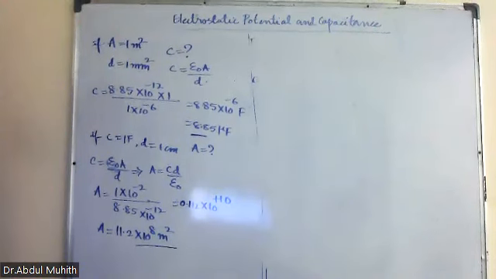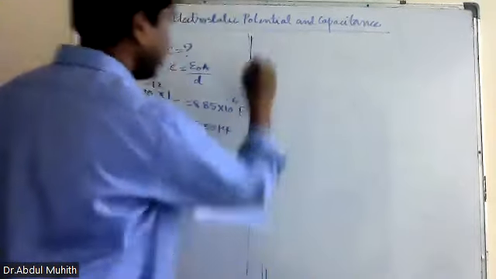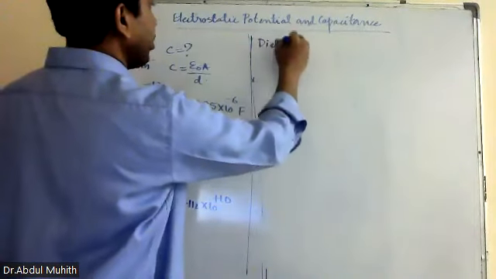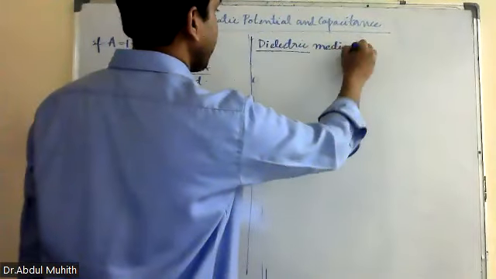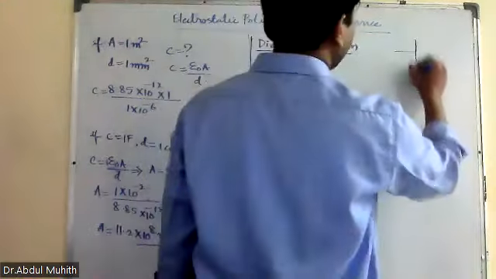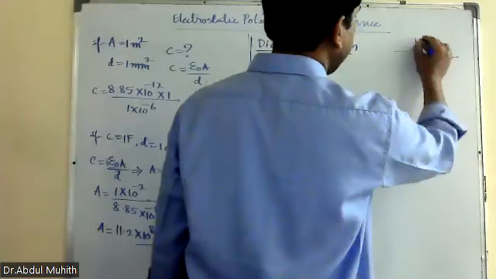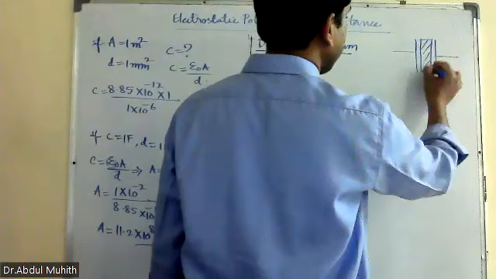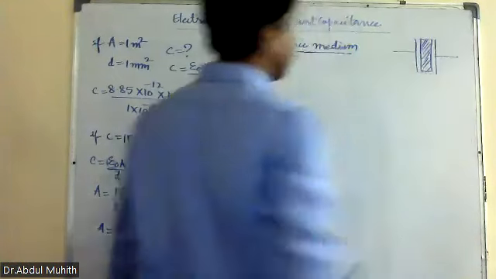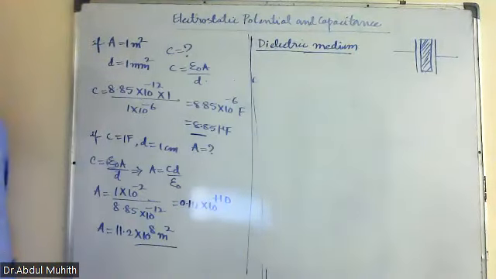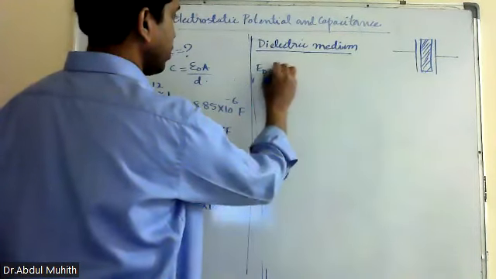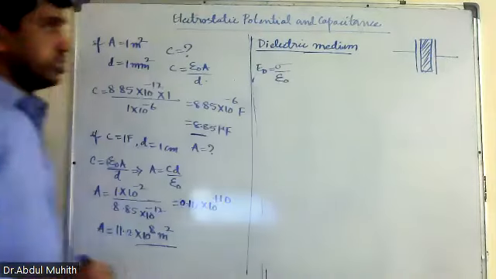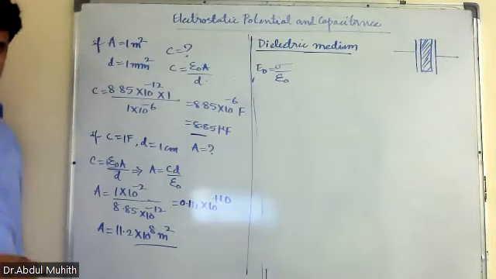Now, suppose the capacity and the electric field, again, with the dielectric medium. Introduction of a dielectric medium. We are going to introduce a dielectric medium between the 2 plates of the capacitor. So what will happen here? E0 is equal to sigma by epsilon 0. This is with the air medium.